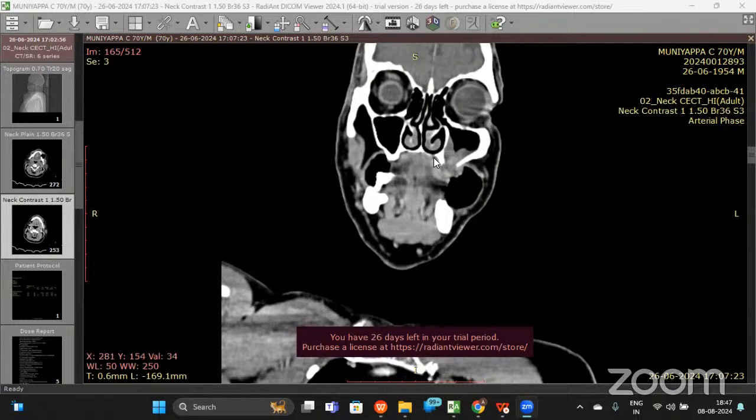T2 fat suppressed study to see the lesion and where it is. And for perineural spread, again, T2 fat suppressed images I would like to do to see the perineural spread. To differentiate between fluid and retained secretions, I will be doing diffusion weighted MRI.